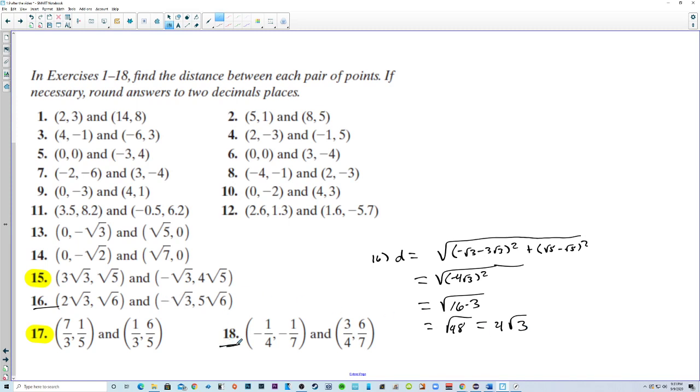You have to do 17. Maybe we should do 18 then. So the distance on number 18 is the square root of 3/4 minus -1/4 squared plus 6/7 minus -1/7 squared. So let's see, that's going to be, oh, that's 4/4. So that's 1. 1 plus, this is 7/7. That's also 1. So it looks like the square root of 2.